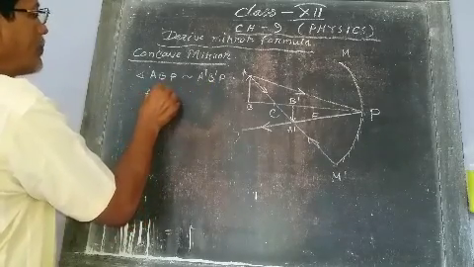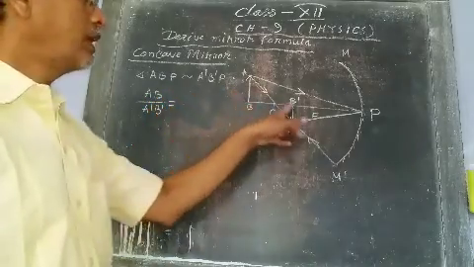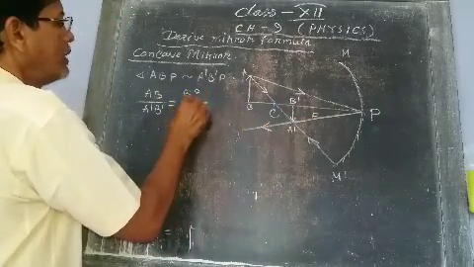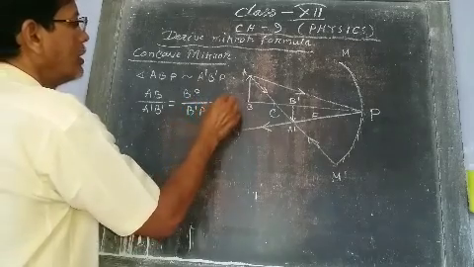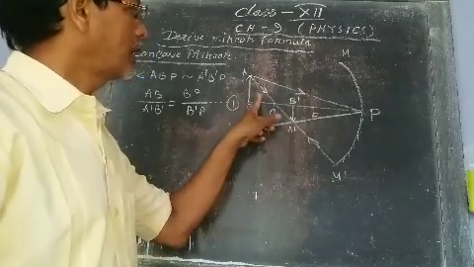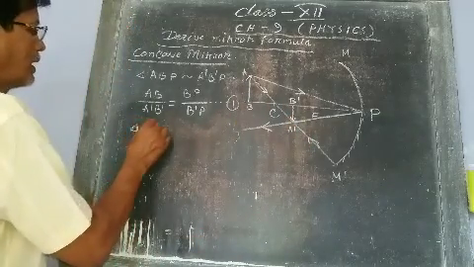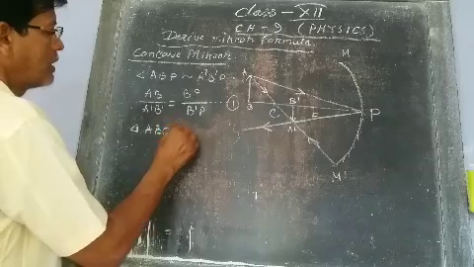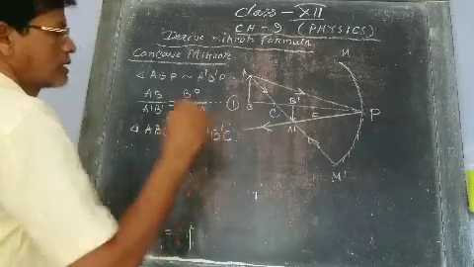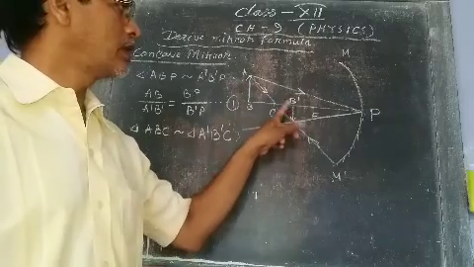So AB by A dash B dash equals BP by B dash P. Equation 1. Again you see another two triangles are similar here: triangle ABC and triangle A dash B dash C. These two are similar.